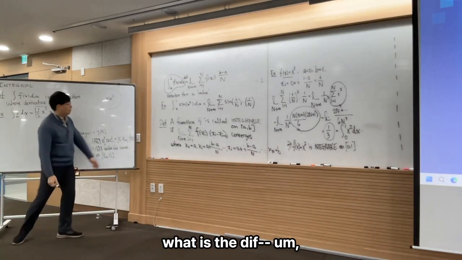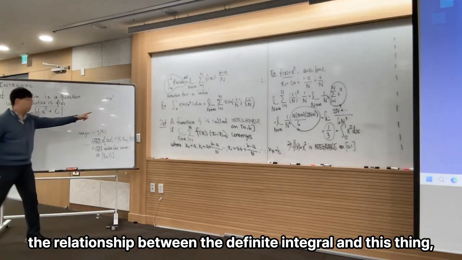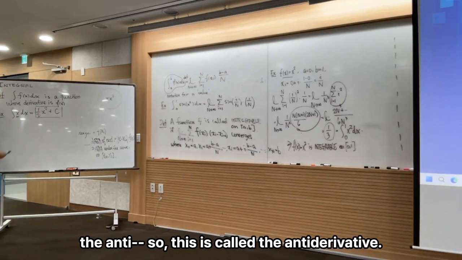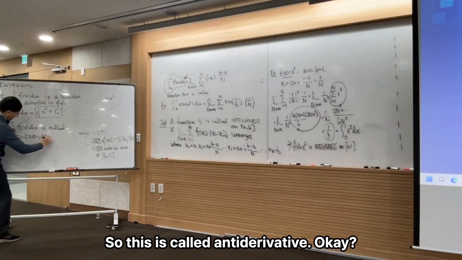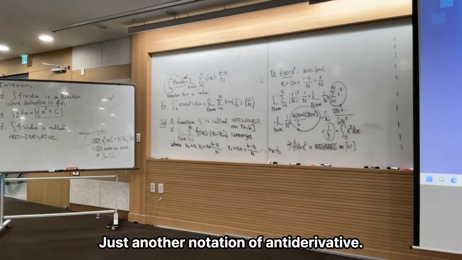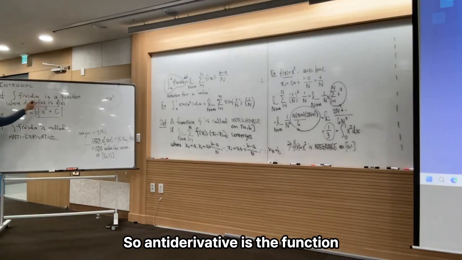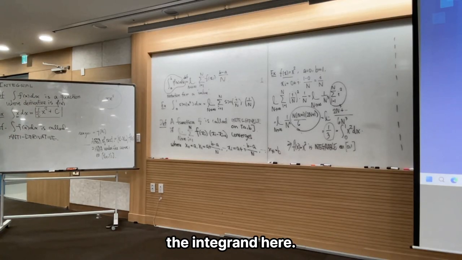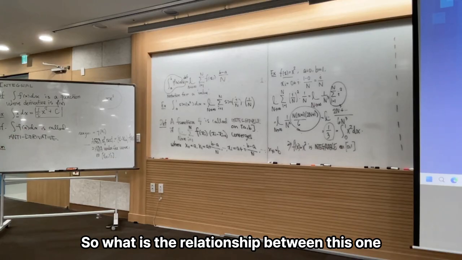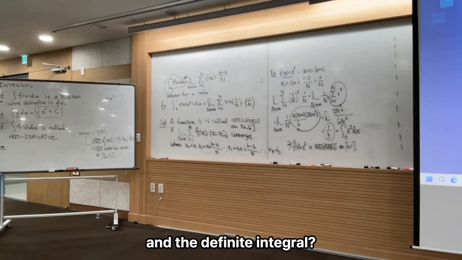All right, then what is the relationship between the definite integral and this thing? This is called the antiderivative, sorry, let me put a name here. This is called the antiderivative, just another notation. The antiderivative is the function whose derivative is the original function, the integrand here. So what is the relationship between this one and the definite integral?